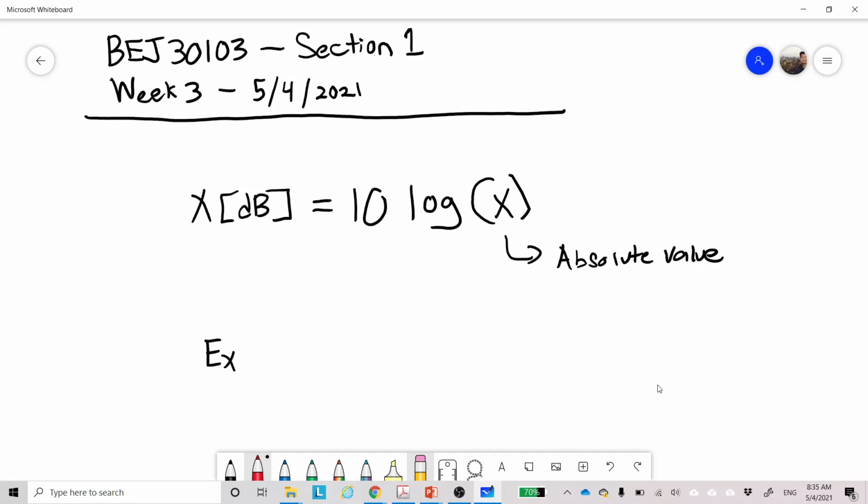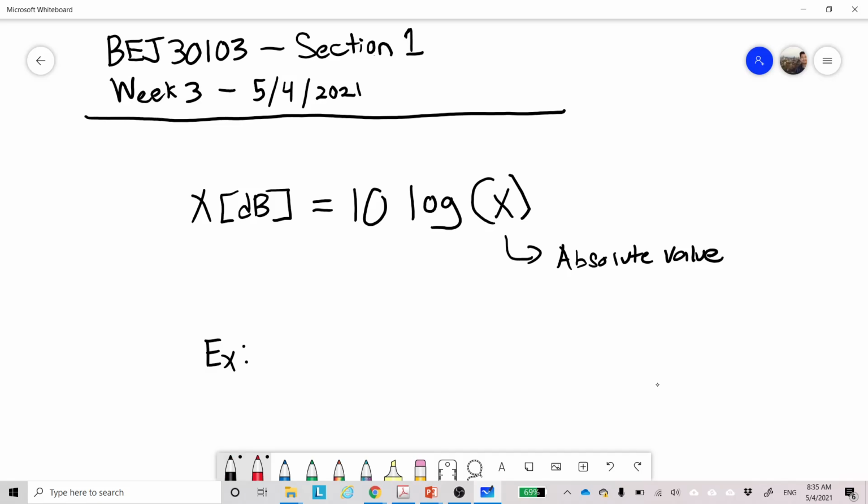Okay. So just now I've explained that if you want to change a value into a decibel, we need to do 10 log of x. So we're going to get a value in decibel. Okay. So I want to show an example.